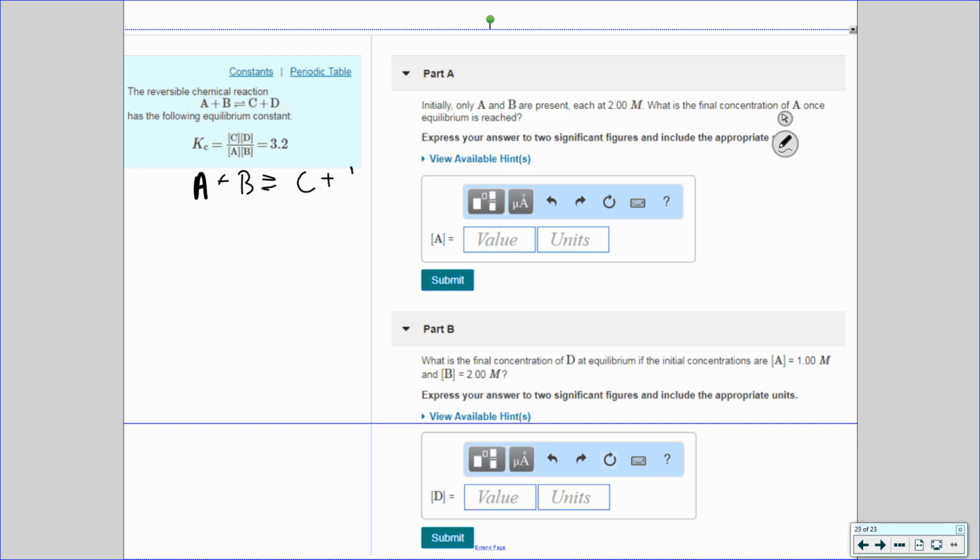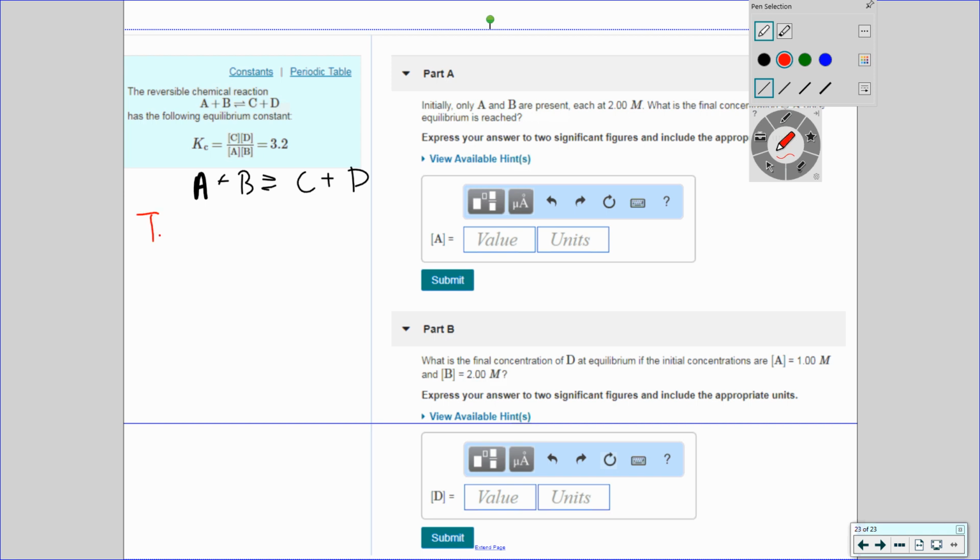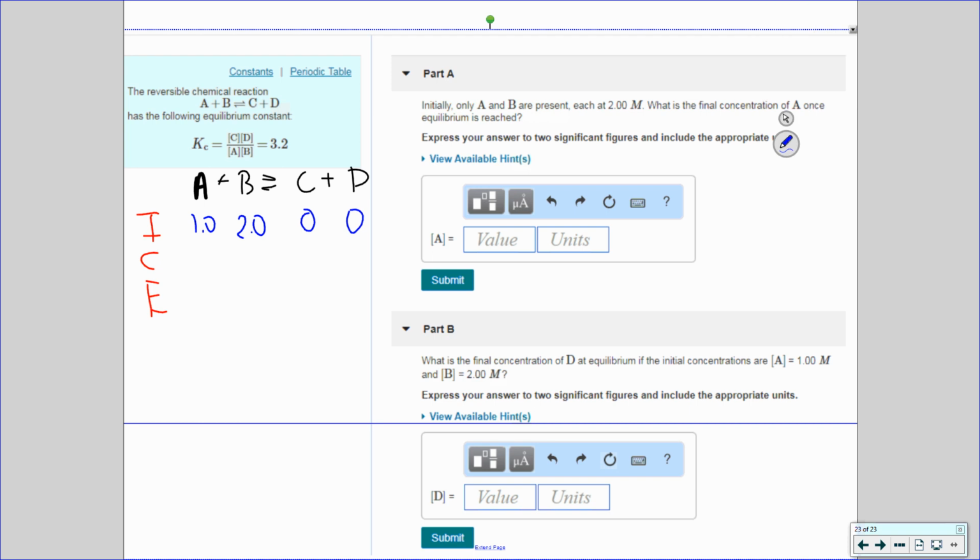So we're going to have to set up the ICE table for the system. We know the initial concentrations of A is 1 molar and B is 2 molar, so these guys are at 0. Everything's 1-to-1, so this is going to be a minus X, plus X, plus X. So you've got 1 minus X, 2 minus X, X, and X.